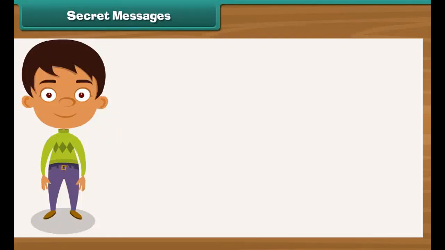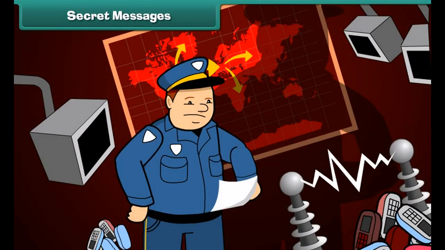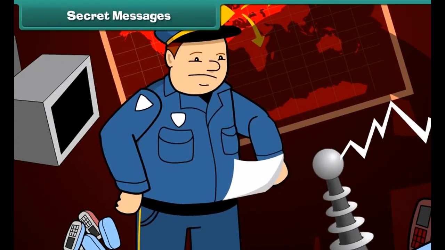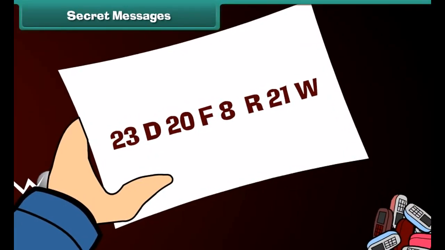Secret messages. You must have read about secret messages in mystery stories. You must have also seen the use of secret messages in war movies. Let us understand what secret messages are. Secret messages are messages that are coded in a particular way so that the enemy does not understand it. Let us decode a secret message. Here is the message: 23D, 20F, 8R, 21W.